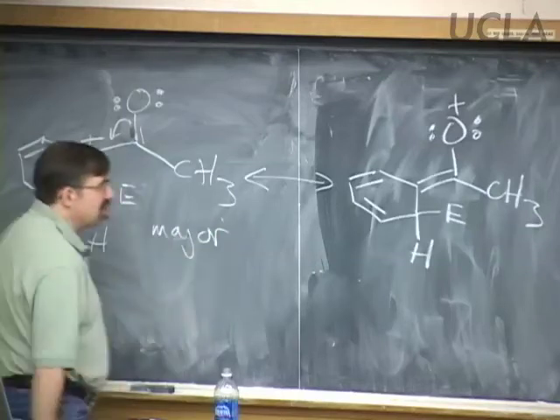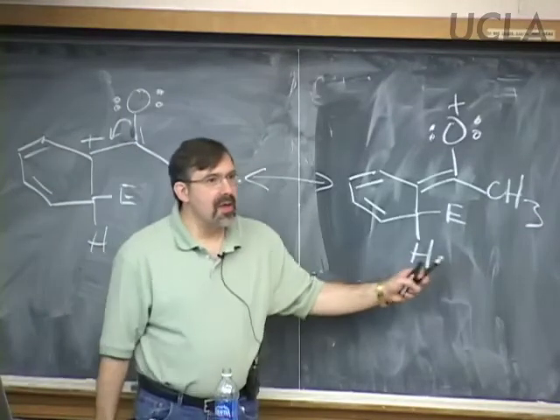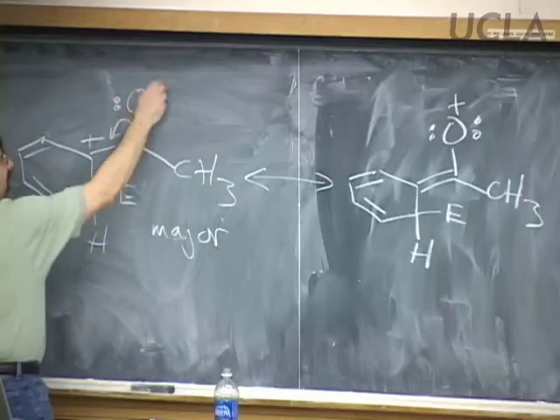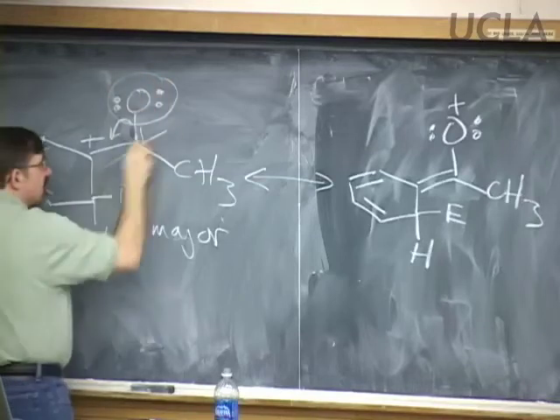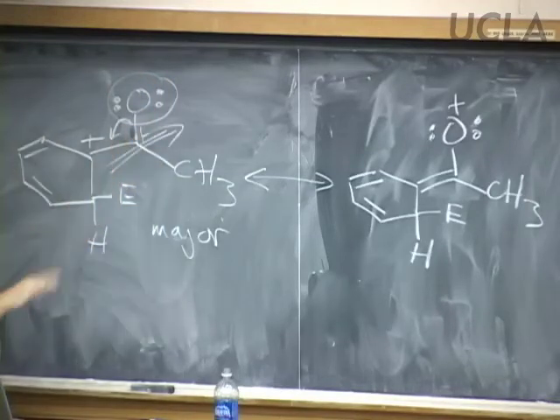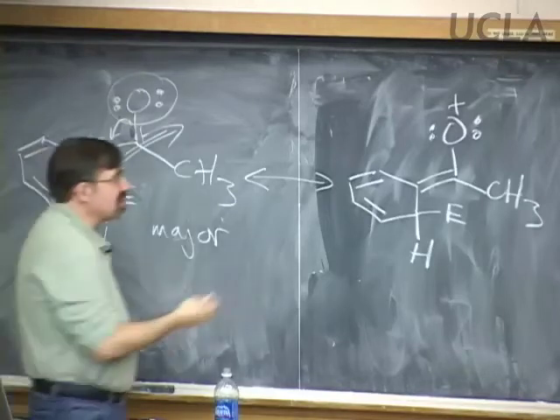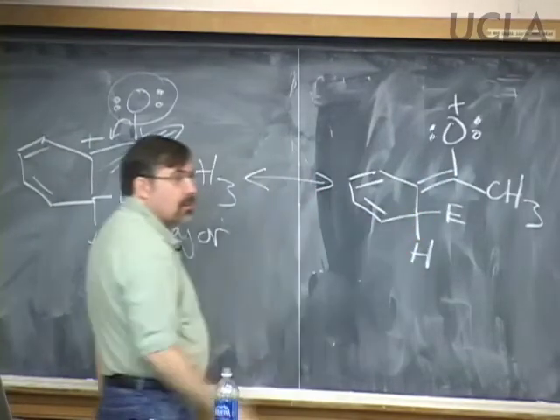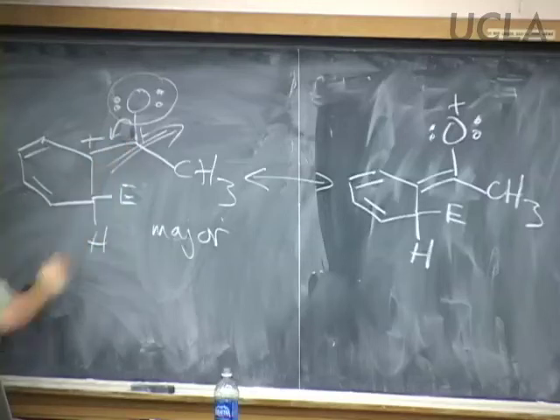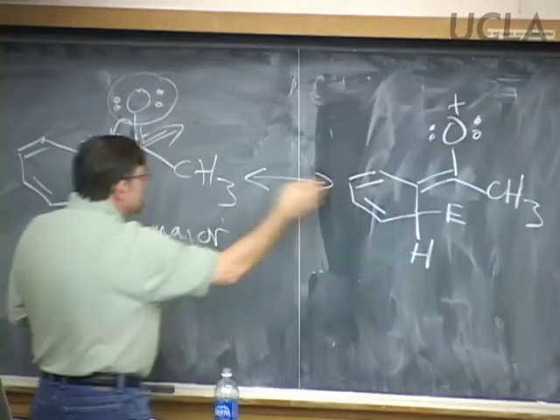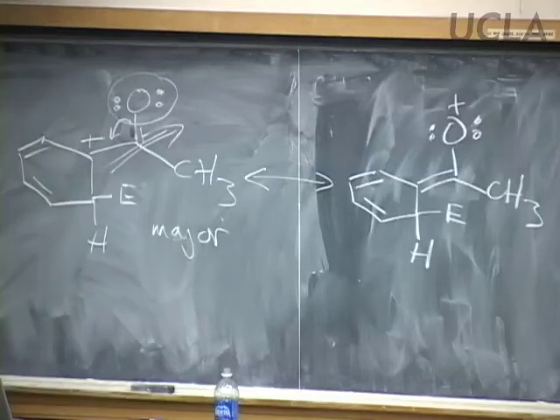And that doesn't mean that this isn't contributing, but there's something else you have to remember. This oxygen, being electronegative, is sucking electron density towards itself. This is an inductive effect. And that's still operating here. So the carbonyl is doing two things to the carbocation. It's providing electron density through resonance, but it's taking it away through the inductive effect.